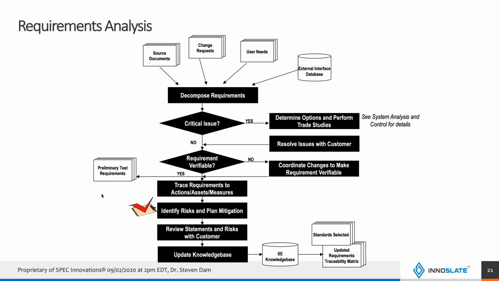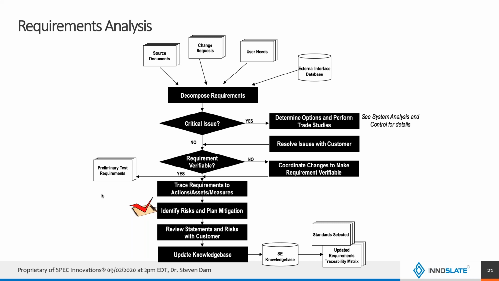But the output is those preliminary test requirements. That's what's going to the other side of the V from whatever level you're at. That's what's going to pop out. So those are one of the major products that you're doing with this. Now the rest of this process is about allocation.